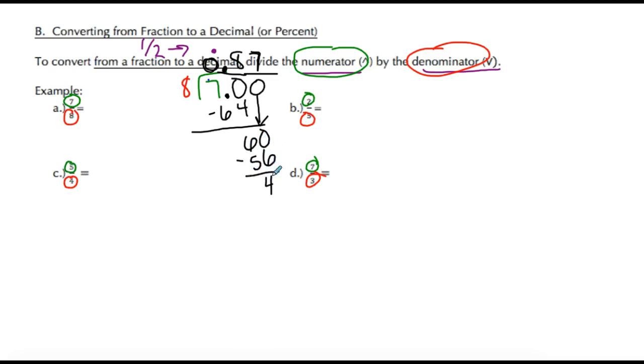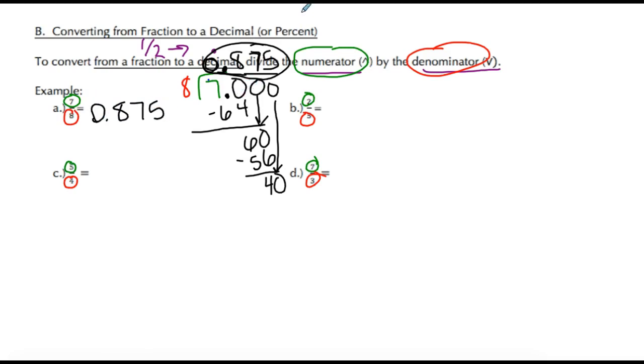That would leave me with a 4 left over. Add my 0, bring it down. 8 goes into 40 5 times. This is my decimal, 0.875.